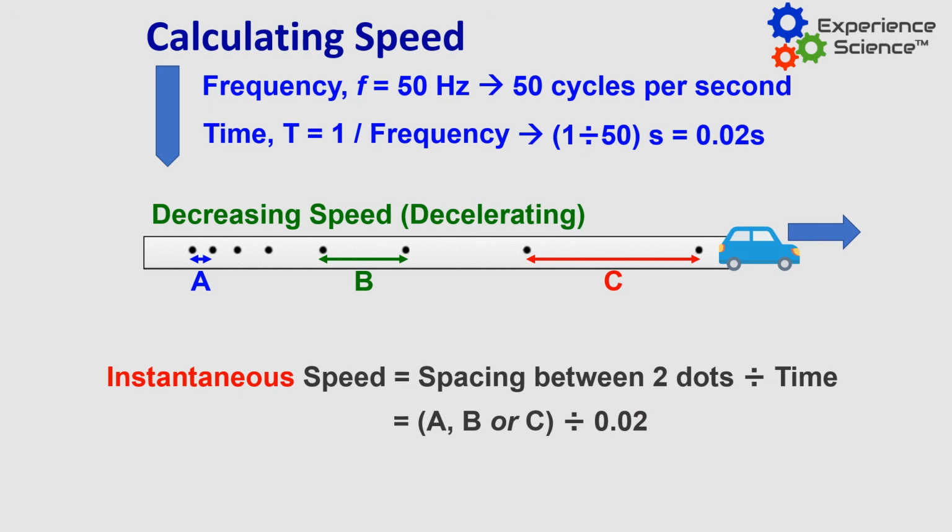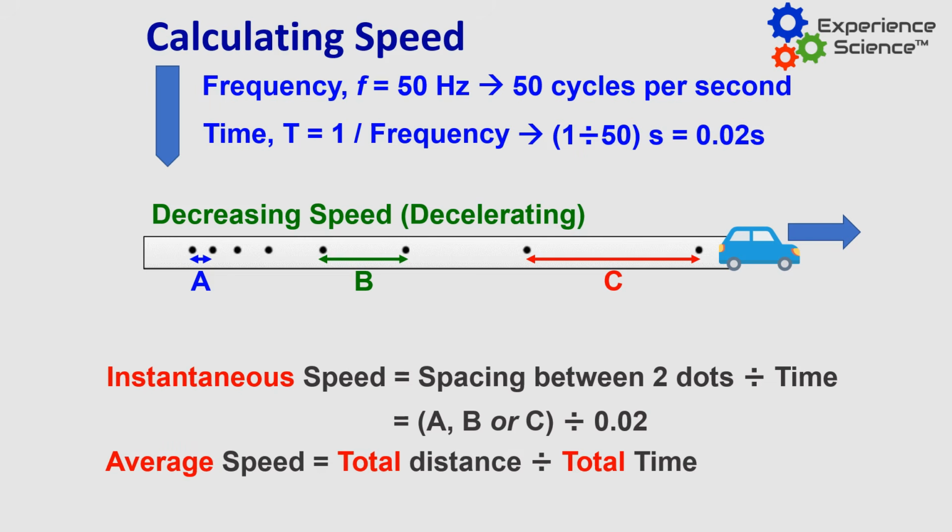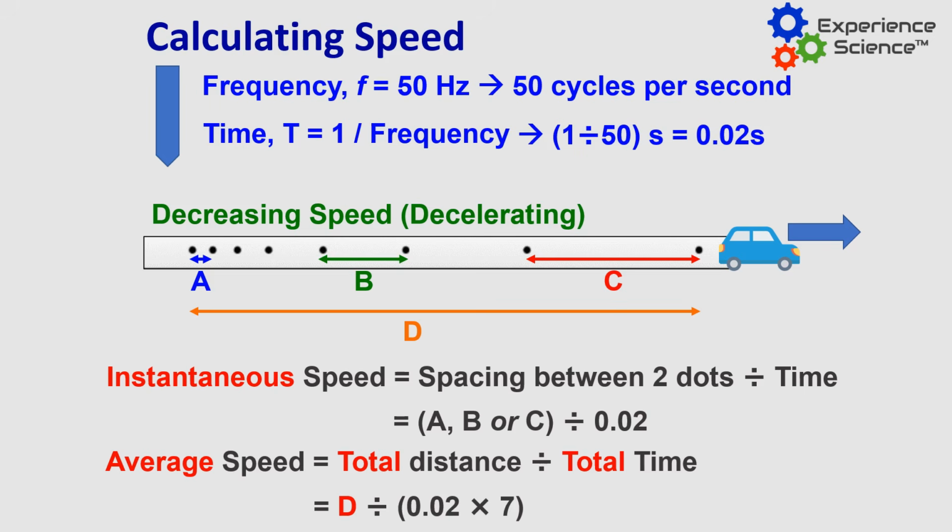However, if you want to find out the average speed of the car, this is defined by taking the total distance divided by the total time. In this case, the total distance traveled by the car is d, and since there are 7 spacings from the first to the last dot, the total time taken is 0.02 times 7.